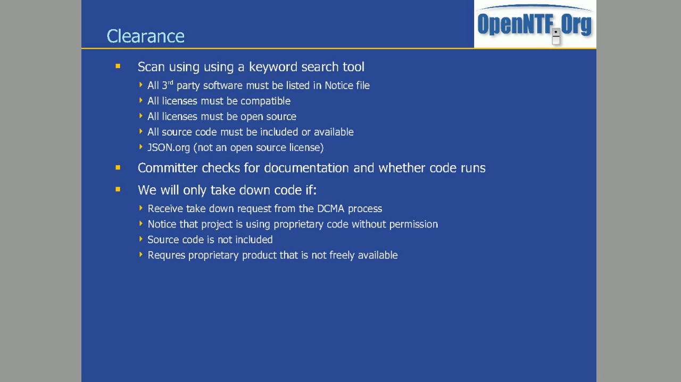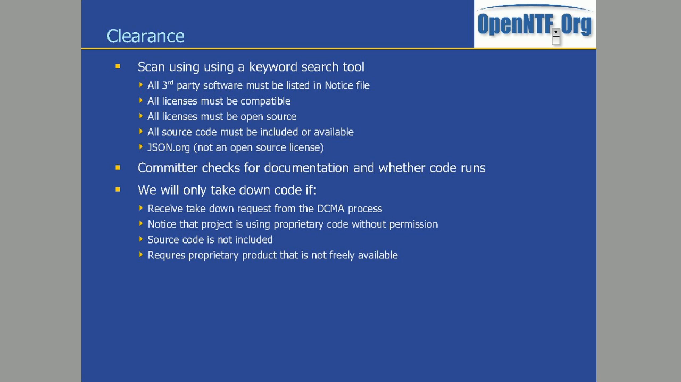Okay, so the clearance process, as I mentioned, we scan using a keyword search tool. This is a tool that IBM has produced for internal use and is licensed through OpenNTF for OpenNTF's work. We make sure that all licenses are compatible. Like I mentioned, GPL2 and GPL3 are not compatible. You can use Apache in a GPL3 project, but not the reverse. It's a complicated, messy situation, and there's no good set of rules that covers everything.